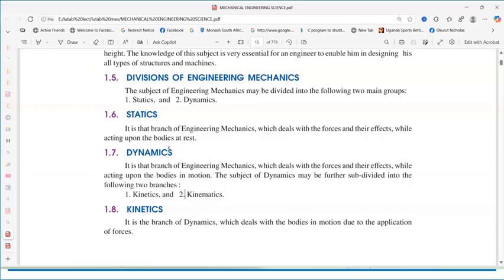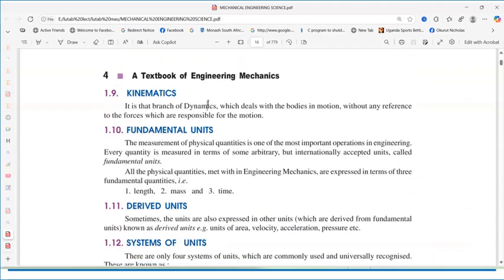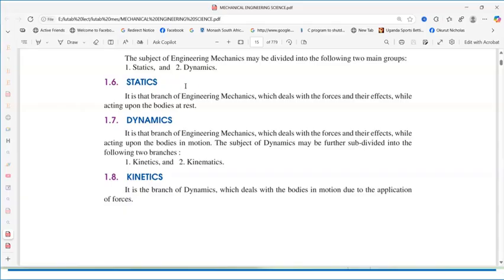So if they are in motion, we will look at either kinetics or kinematics. So under kinetics, we will find that it is again a branch of dynamics in which bodies are in motion due to the application of forces. Now in kinematics, we don't give reference to the forces that are responsible for the motion. So you have to understand the two.